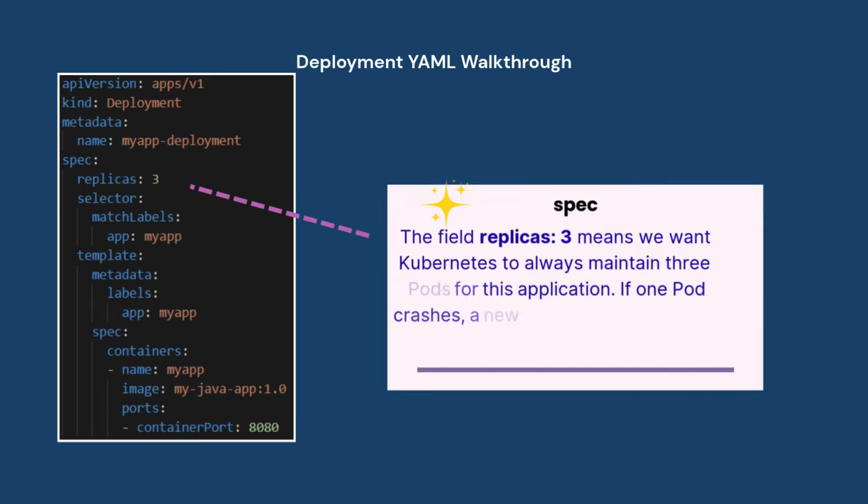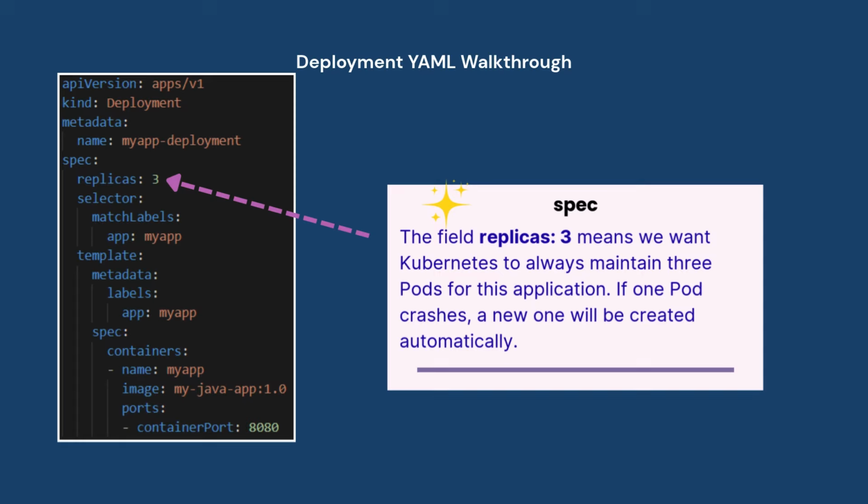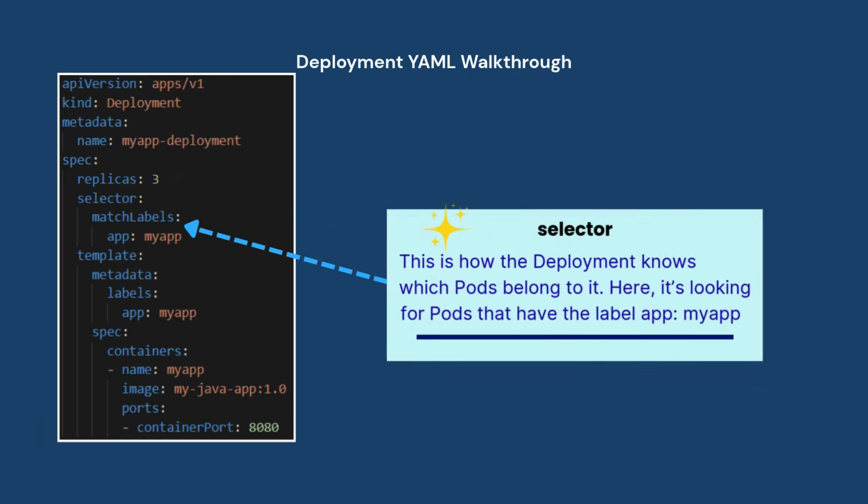Now the important part is in the spec section. The field replicas: 3 means we want Kubernetes to always maintain 3 pods for this application. If one pod crashes, a new one will be automatically created. Next is the selector. This is how the deployment knows which pods belong to it. Here it's looking for pods that have the label app: my-app.